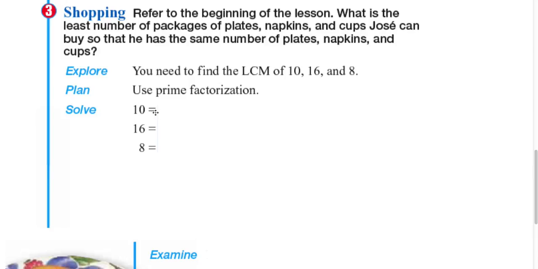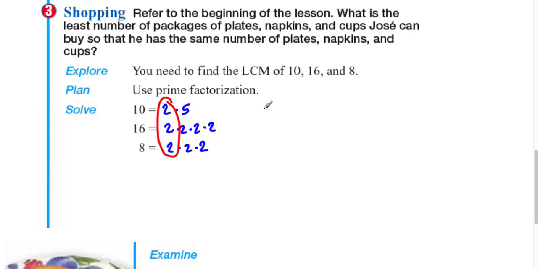Using a factor tree or the drop down method, the prime factors of 10 are 2 times 5. The prime factors of 16, again using the factor tree or the drop down method, would be 2 times 2 times 2 times 2. And the prime factors of 8 would be 2 times 2 times 2. Then we circle the common factors. So 2 is common to all 3. We circle that. If you notice, 2 is the only common factor to all 3.